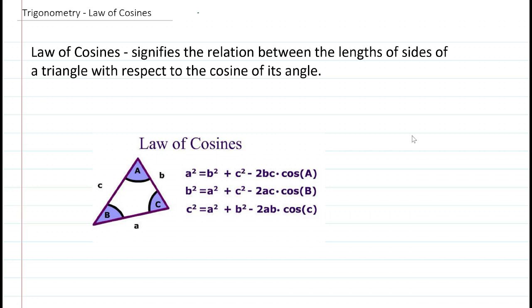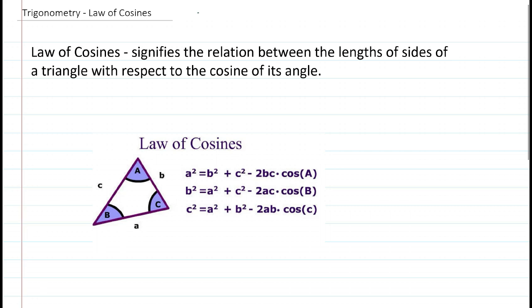angles, right? It actually states that if the length of two sides and the angle between them is known for a triangle, then we can determine the length of the third side, right? And it's given by the following formulas. A squared equals b squared plus c squared minus 2bc times the cosine of A, and the other two where we solve for b squared or c squared.